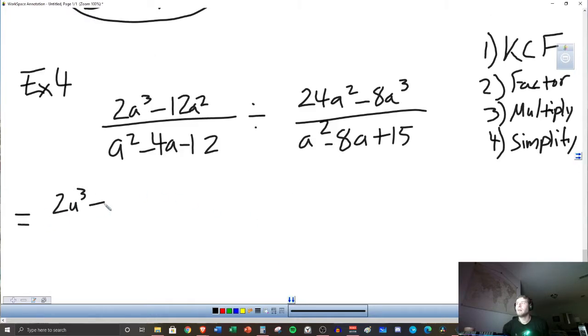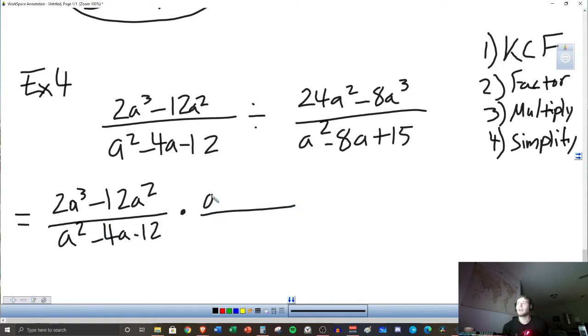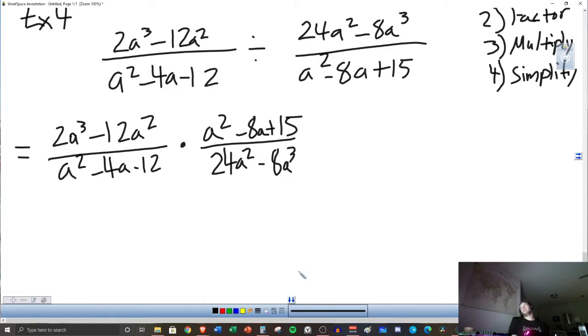2a cubed minus 12a squared. So we're keeping the first fraction. We change the sign to multiplication, and we flip the second one. So maybe you're noticing how this power is a little bit different. We're going to have to deal with that, and I'm not really excited about that example, but it's good information, especially for honor students to see that.